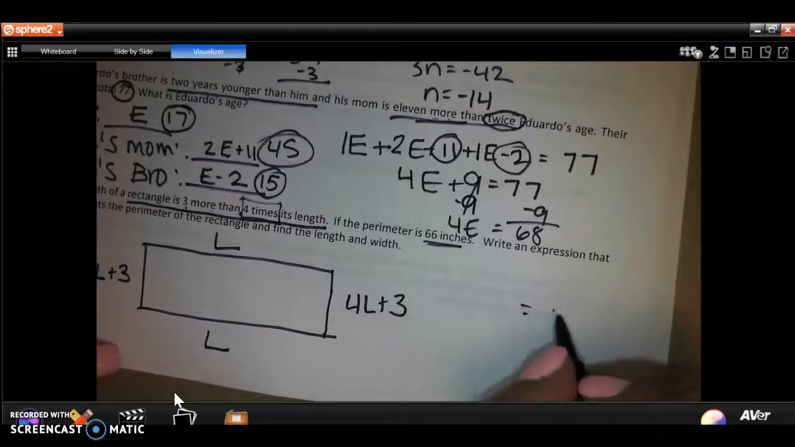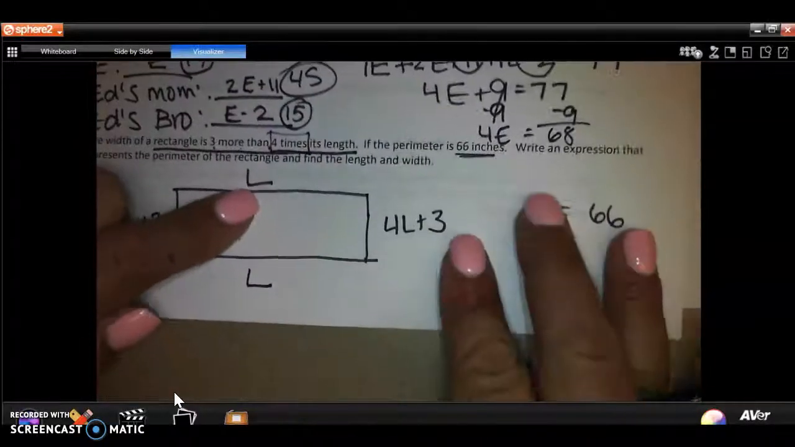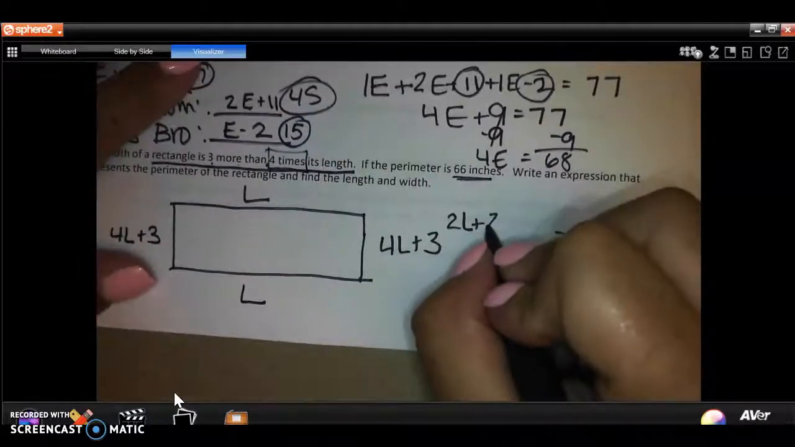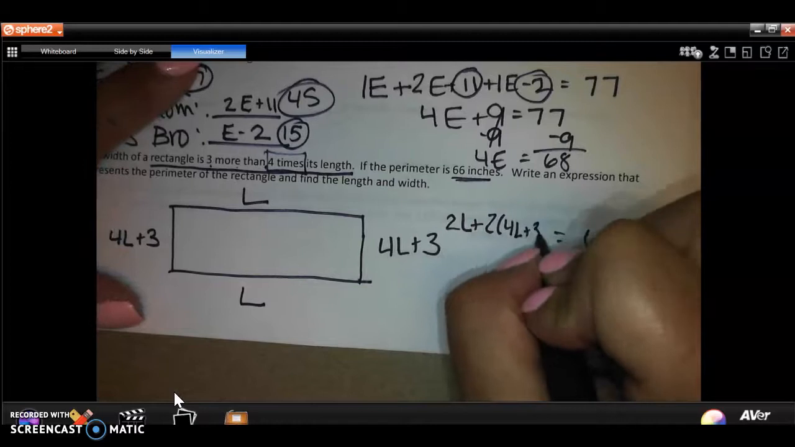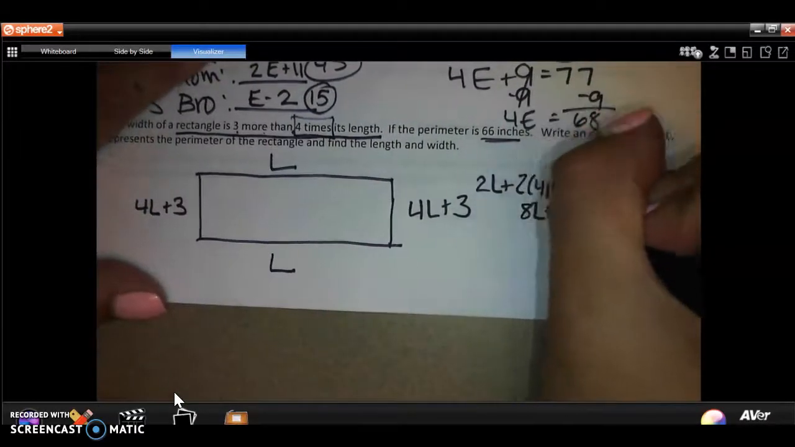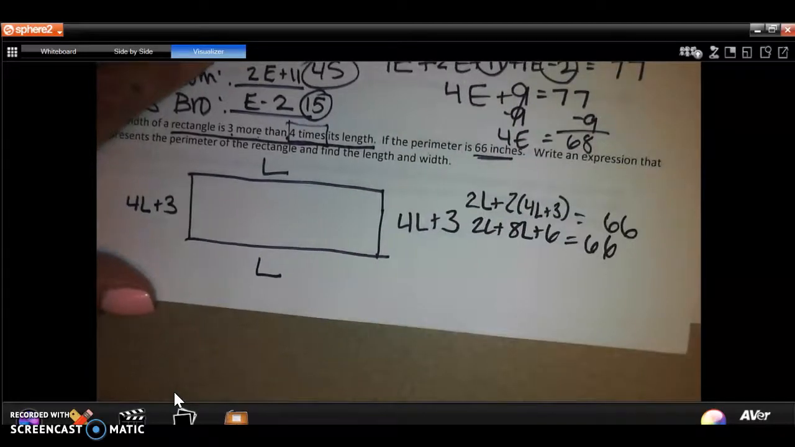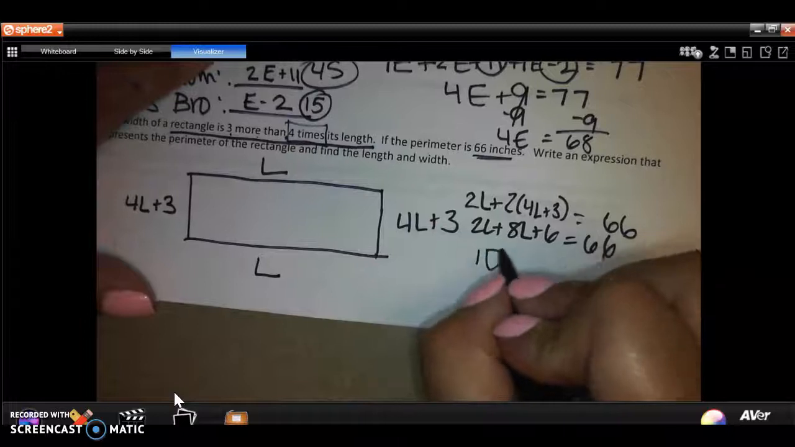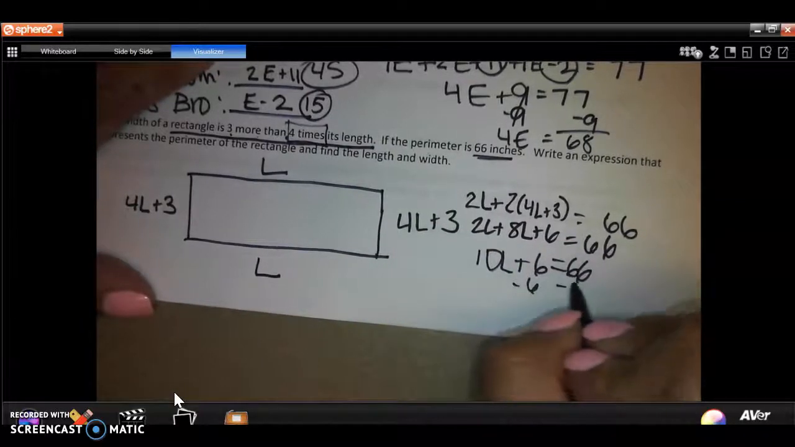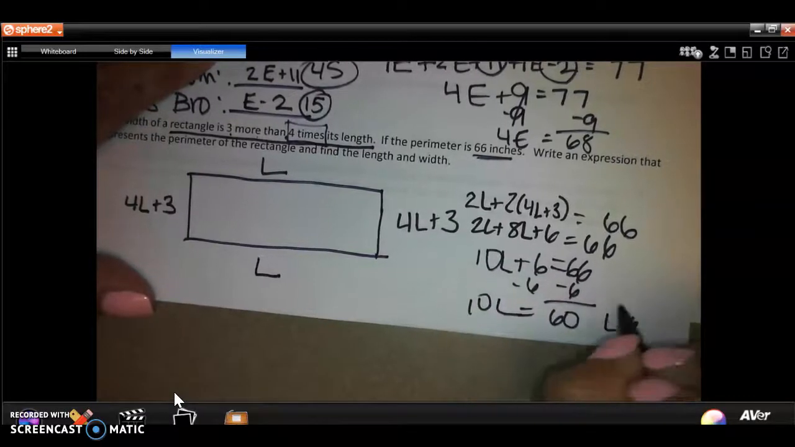Well, altogether, our total is going to be 66. There are multiple ways I can do this, right? We have 2L plus 2 times 4L plus 3, because 1 here and 1 here. I can distribute. You get 8L plus 6 plus 2L is equal to 66. Combine those like terms: 10L plus 6 equals 66. I'm going to subtract 6 on both sides. So L is 6. I am not done.